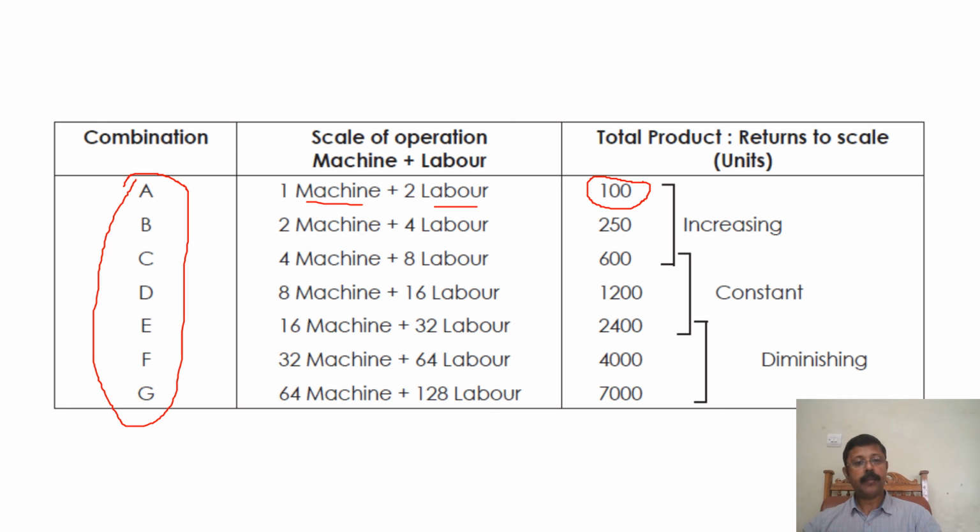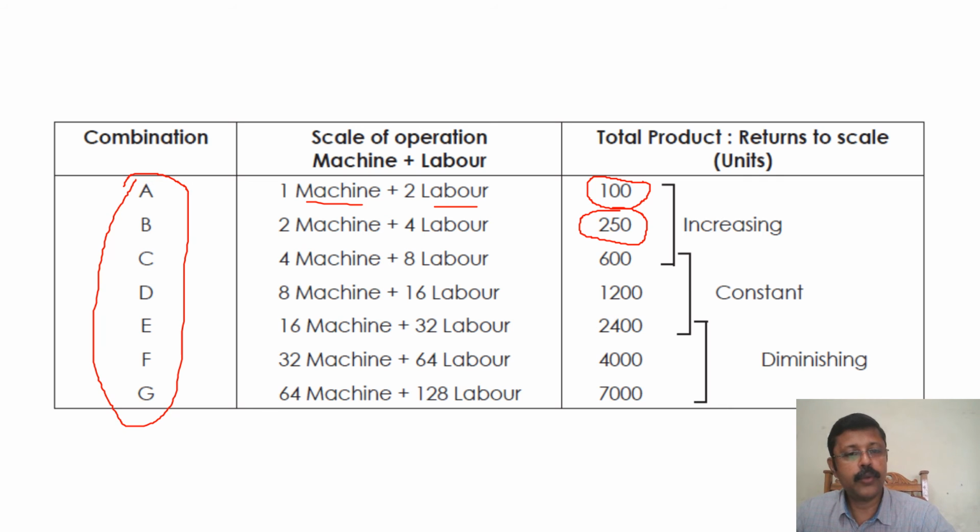And when you doubled the input, what happened to the output? Was it only doubling? No, the output is actually more than doubled, right? It is 250. If it was doubling, it should have been only 200. Now it is 250. That means the output has increased more than the increase in the input.